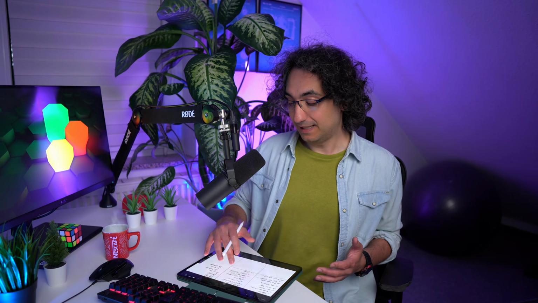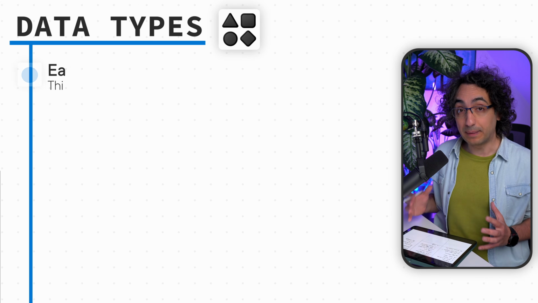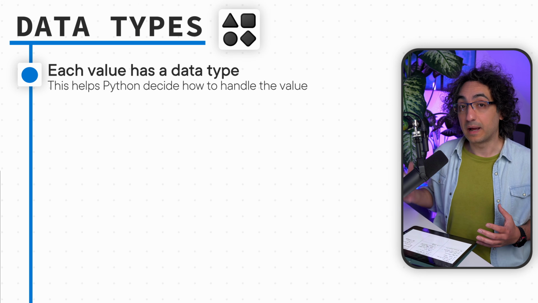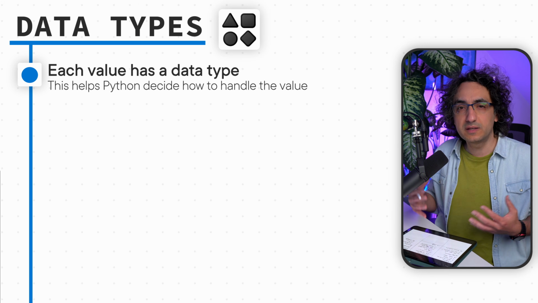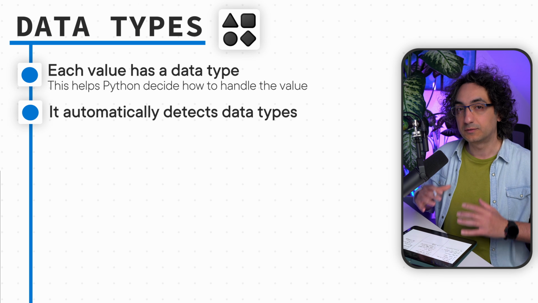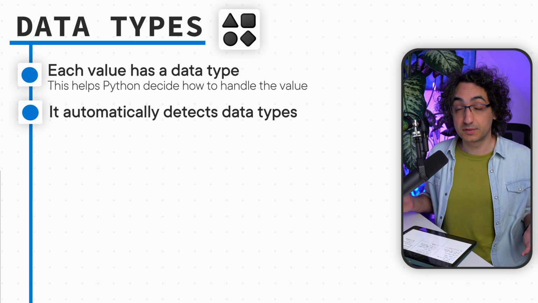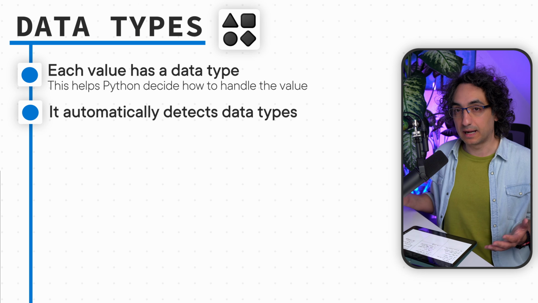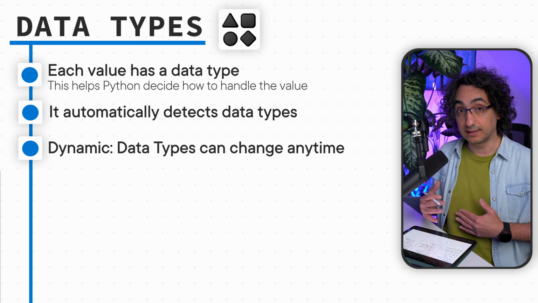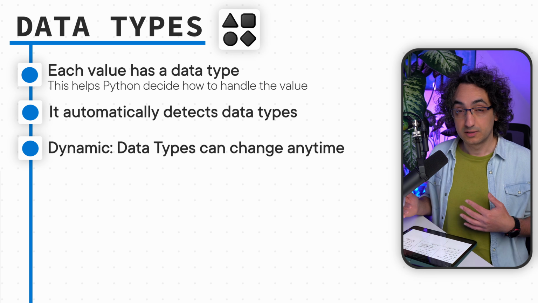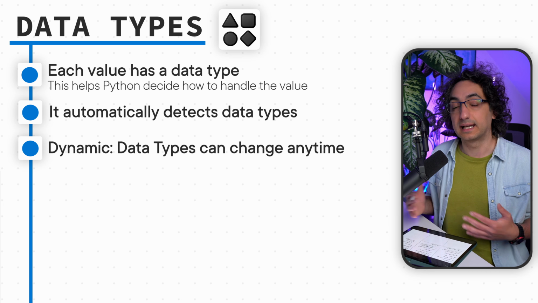Okay, friends, so now let's have a quick recap. Each value in Python has a data type. It tells Python how to treat and operate on that value. And Python is smart enough to automatically detect the data types. So you don't have to declare any types for Python. And data types can change anytime. It is very dynamic in Python. So you can switch the types of variables anytime you want.